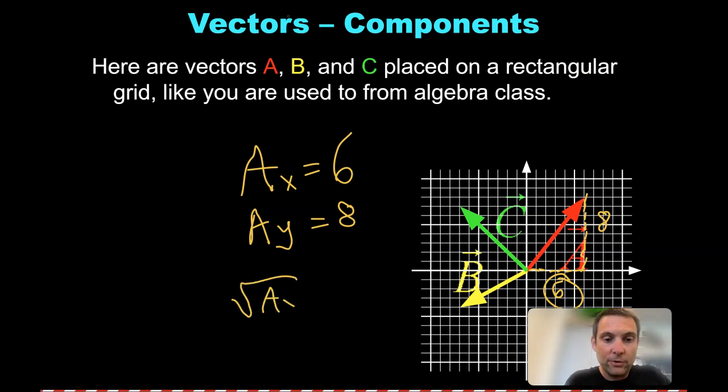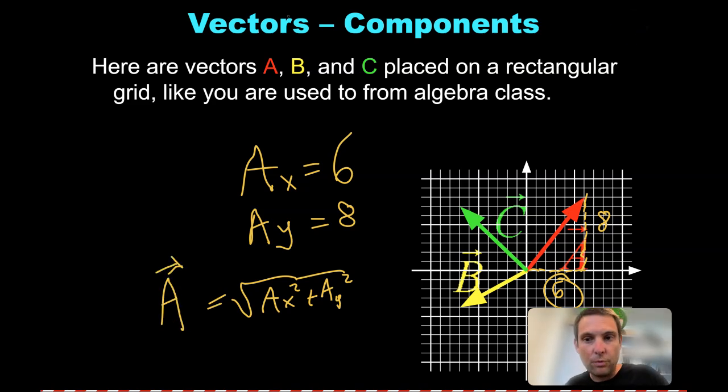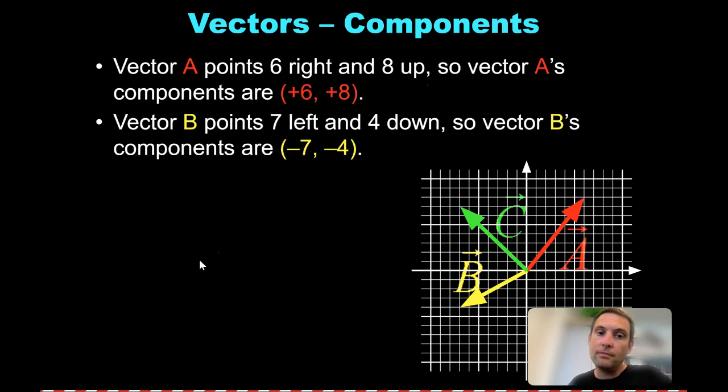It's going to be the square root of A in the x direction squared plus A in the y direction squared. You might know this as Pythagorean theorem, and that's what we're dealing with, is just triangles. In physics, we love to make right triangles. It makes our lives easier because we can deal with them in very simplistic ways like this. Vector B's components are 7 to the left and 4 down, so the B components are -7 and -4. Another way that you could represent these vectors is if we look at vector B, and we use the x component, -7, and the y component, -4.